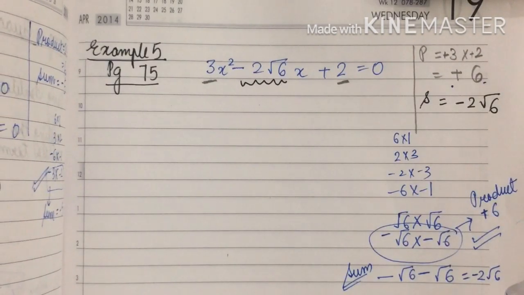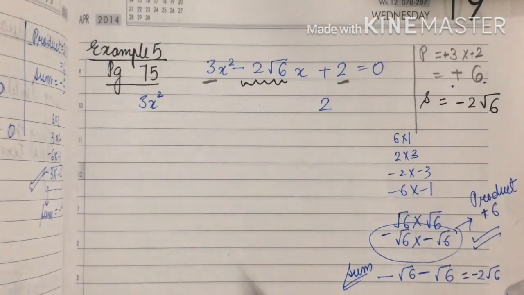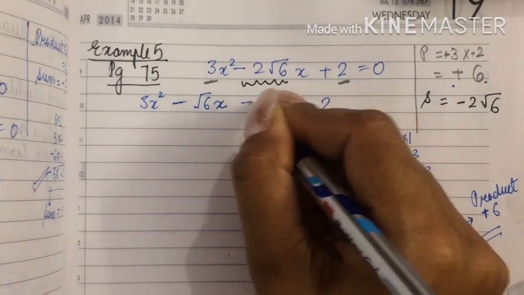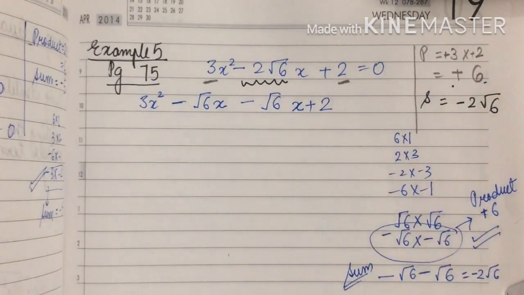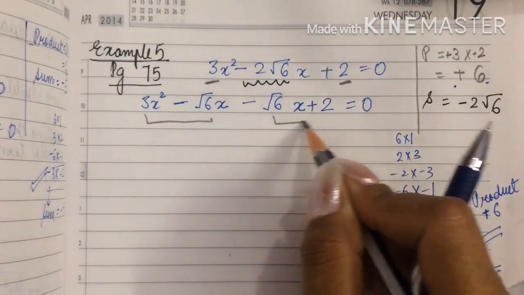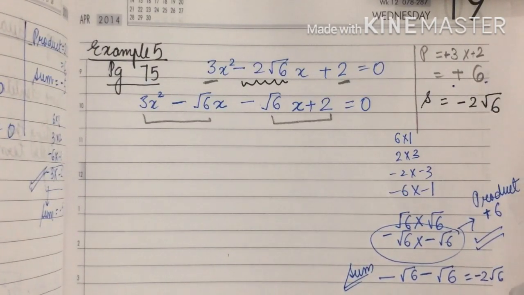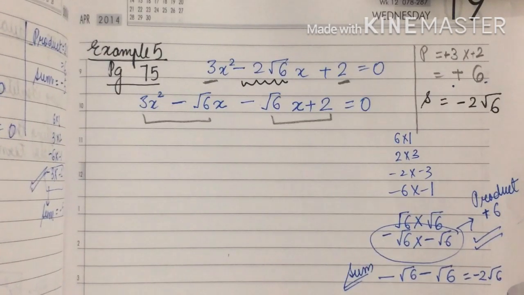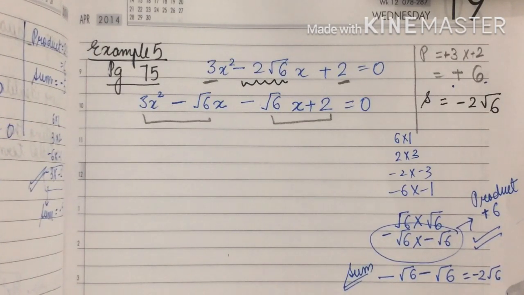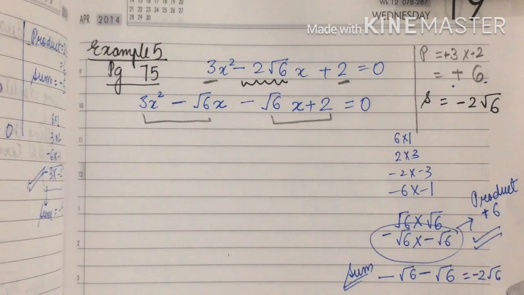Now let us split the middle term using these two. The first term as such, the last term will be as such. Splitting your middle term, minus root 6x minus root 6x. Right hand side is 0. Once you have split up the middle term, you pair up your terms, first and second, third and fourth. Do not use brackets when you pair up. You can underline if you want. Do not use brackets. You will mess up with the signs. So it's better not to use brackets. Just underline to know which terms you have paired together.